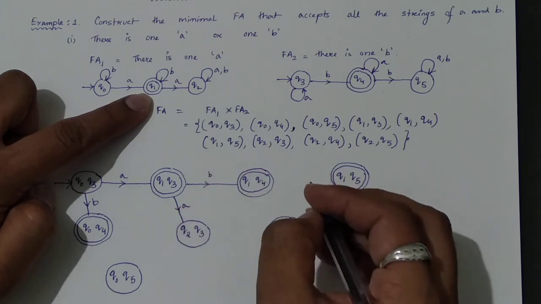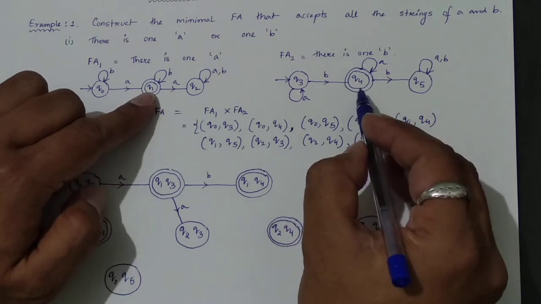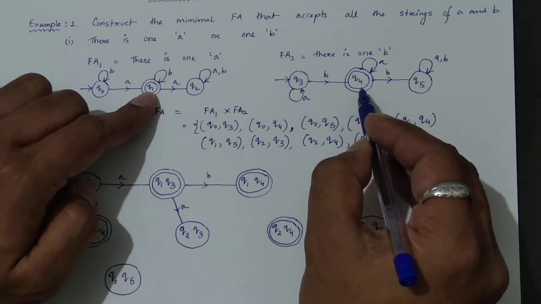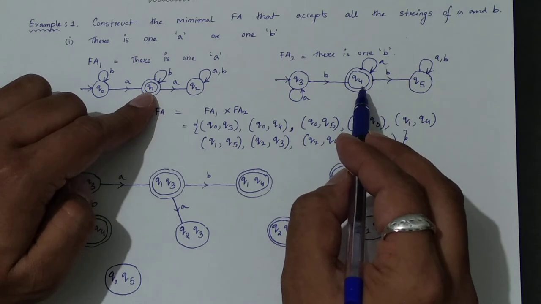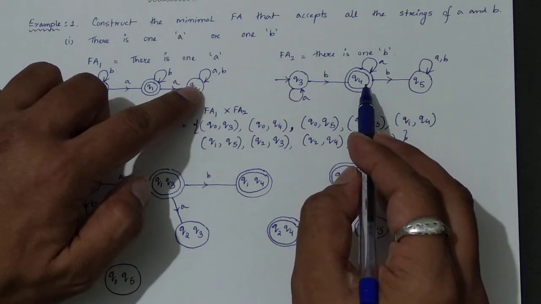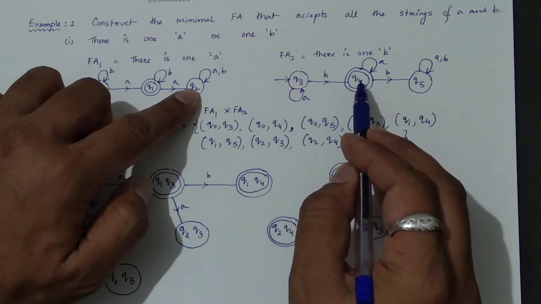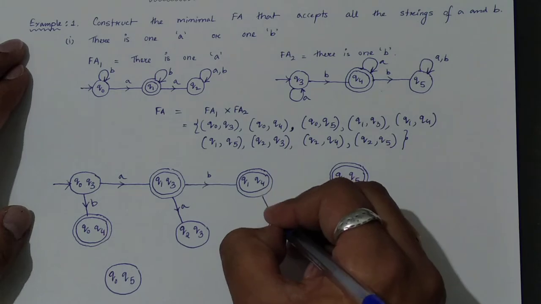Clear? Similarly, now I'll move to Q1, Q4. Q1, Q4 on seeing A, where is it going? It is going to Q2, Q4. Correct? See, Q1, Q4 on seeing A: for Q1, it is going to Q2, and for Q4, it is going to Q4. Correct? That means it will go to Q2, Q4. Where is Q2, Q4? Q2, Q4 is here.